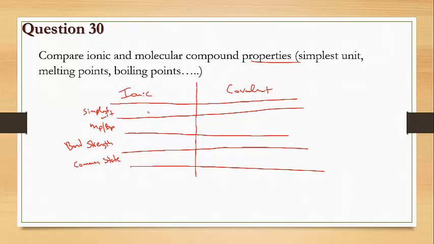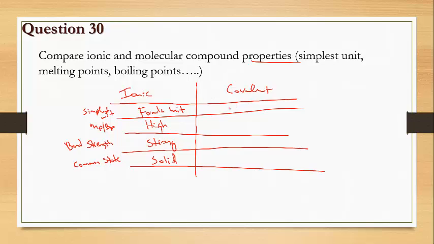So let's do all the ionics first. The simplest unit, again, is going to be that formula unit. It's kind of an odd term, one that we're going to use a lot in our second semester, especially the start of the semester. The melting points, boiling points, the ionic ones are really, really high. The bond strength is strong. And the most common state of matter, because again the melting points and boiling points are high, is actually going to be a solid. Those crystalline structures that we talked about before would best summarize the state of matter for ionic.